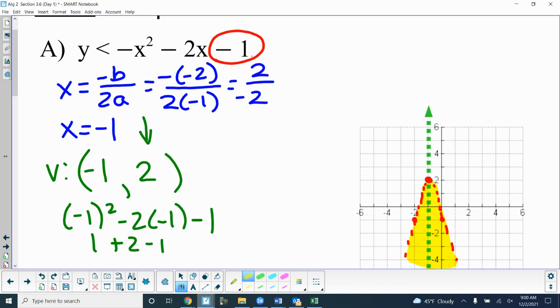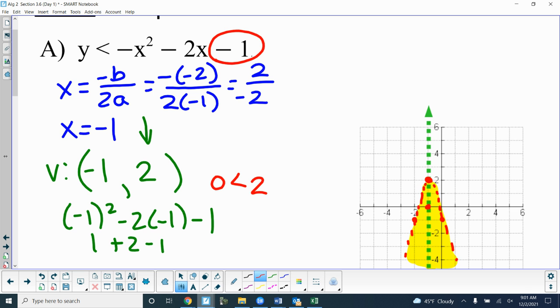Does that make sense? Any questions? Again, if we wanted to make sure, I'd probably pick a point like -1, 0 here. If I put -1 in for x, we got what answer? 2, right? Is 0 less than 2? It is, so it's a true statement. I'm in the right area. If that was a false statement, I would have found out I shaded the wrong part.